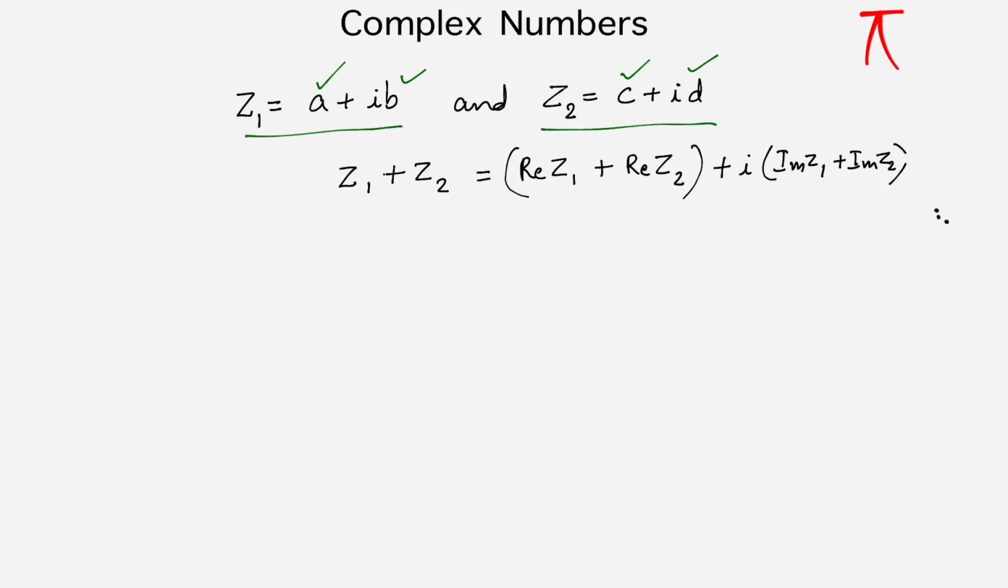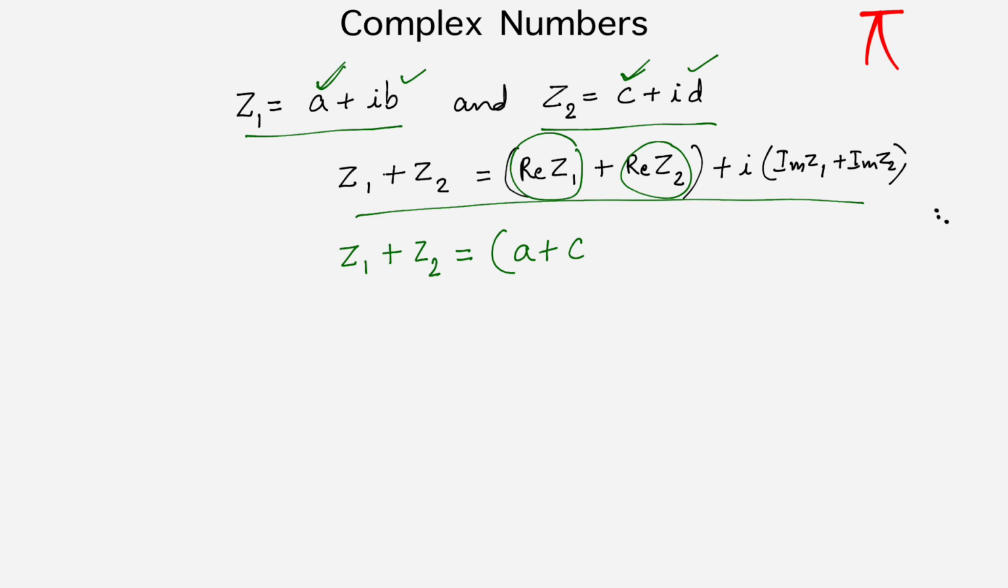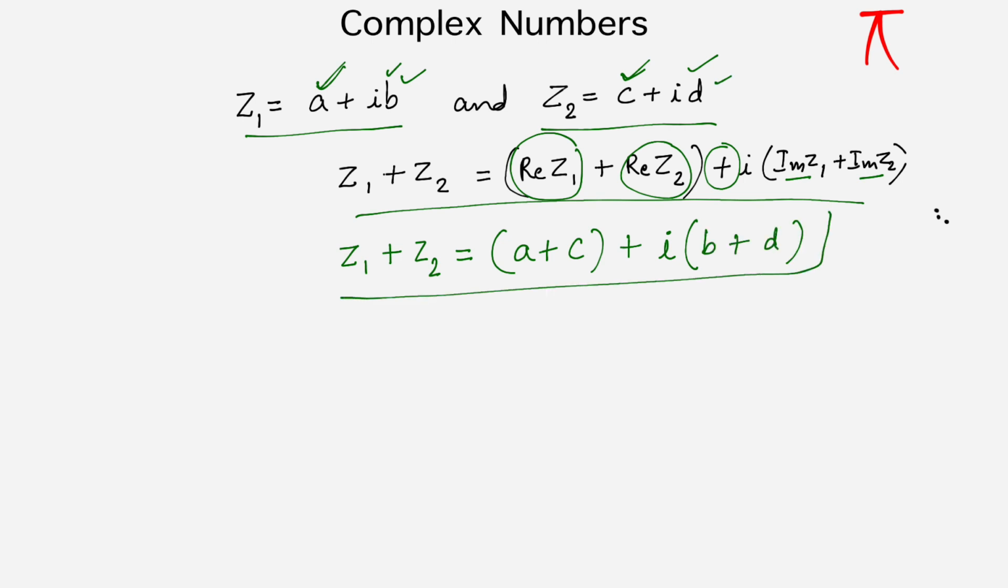Now the sum of two complex numbers, Z1 is A plus iB, Z2 is C plus iD, the general formula I've already given you, and to generalize it better, I can write Z1 plus Z2 is equal to real part of Z1 plus real part of Z2. So real part of Z1 is A, and real part of Z2 is C. So we can write A plus C, and then plus sign, then iota, and then the imaginary part of Z1 and the imaginary part of Z2 are added. So B and D are added. So we'll write B plus D. And this is the sum of two complex numbers.